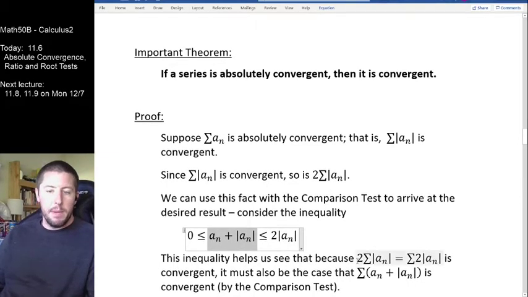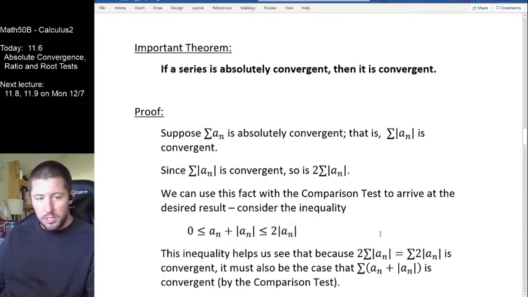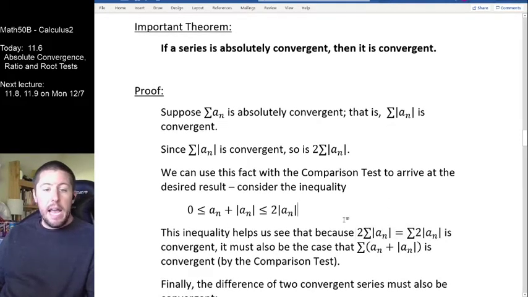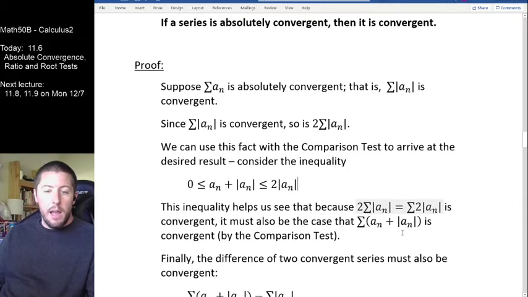This inequality helps us see that because this series is convergent, it must also be the case that this series with terms that look like the middle part of our inequality is also convergent by the comparison test, because each of these terms is guaranteed less than or equal to each of these terms. And if you add up an infinite number of these terms, we do converge. Finally, I can now say, since I know that this series is convergent, and since I know that this series is convergent, it must be the case that if you subtract one convergent series from another convergent series, you're going to get a convergent series.